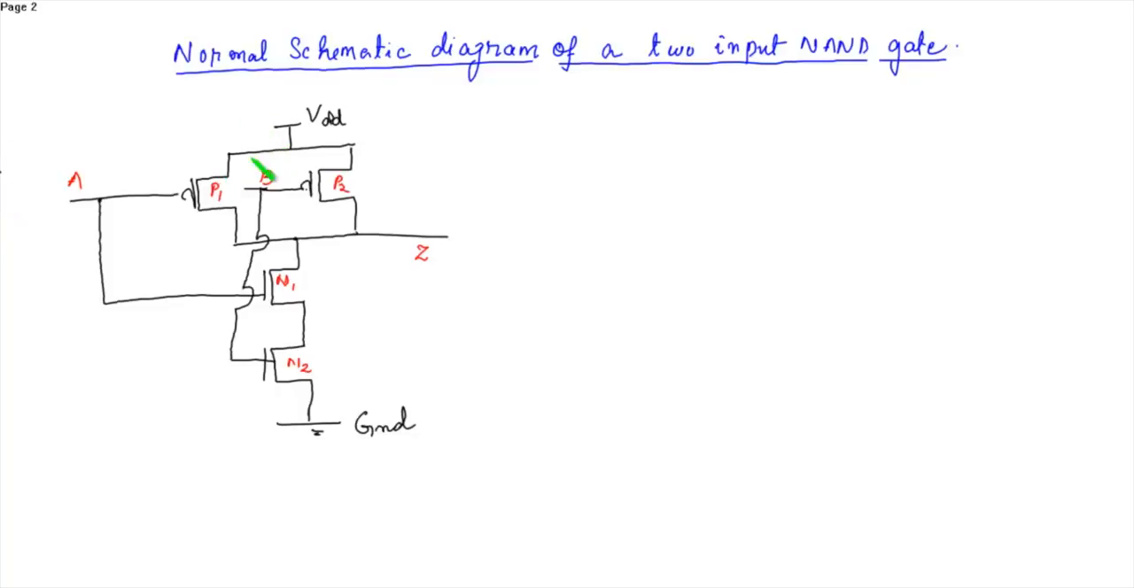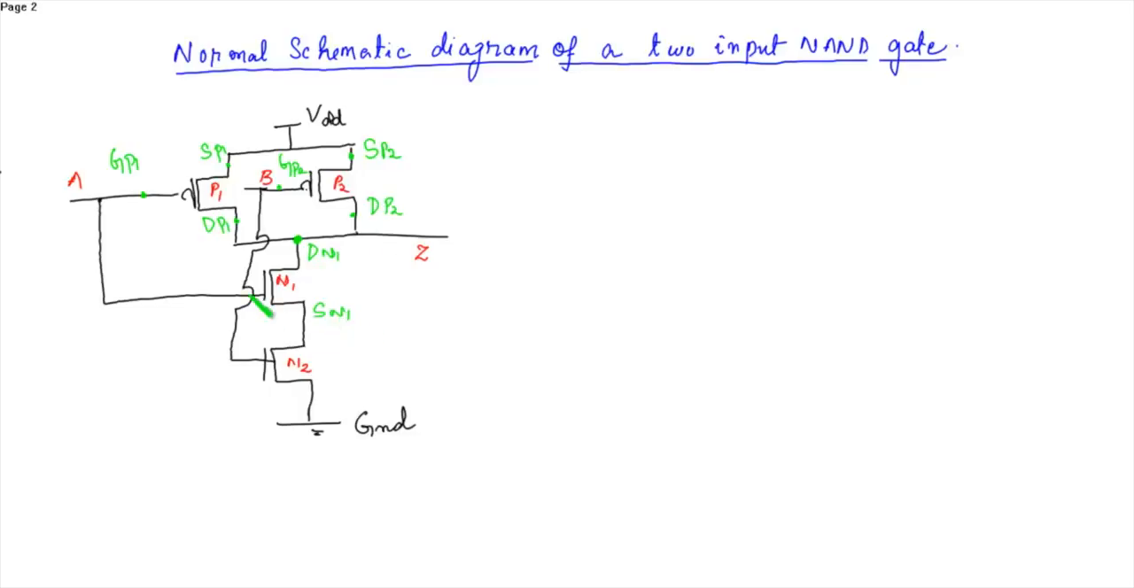Now let's see the terminals. This is the source terminal of P1, this is the source terminal of P2, this is the drain terminal of P1, and this is the drain terminal of P2. This is the gate terminal of P1 and this is the gate terminal of P2. So this is the common drain of P1 and P2. We know that the output is obtained always at the drain terminal. So this is the drain terminal of N1.